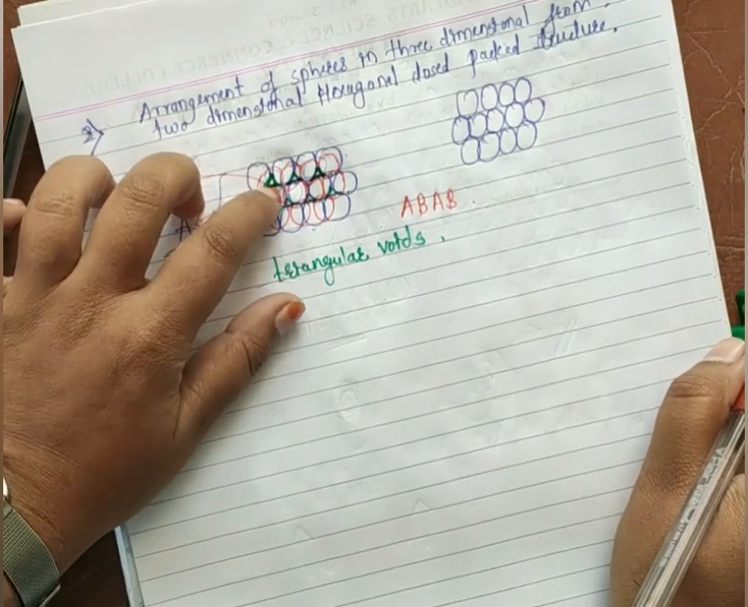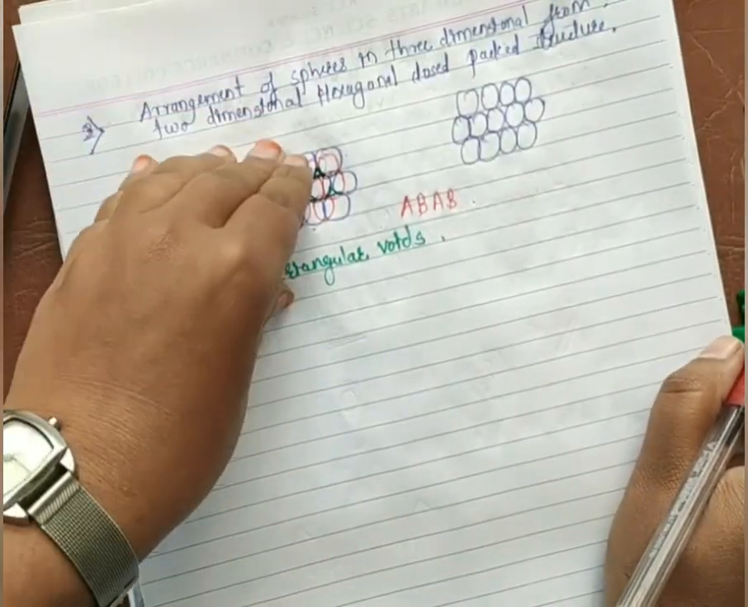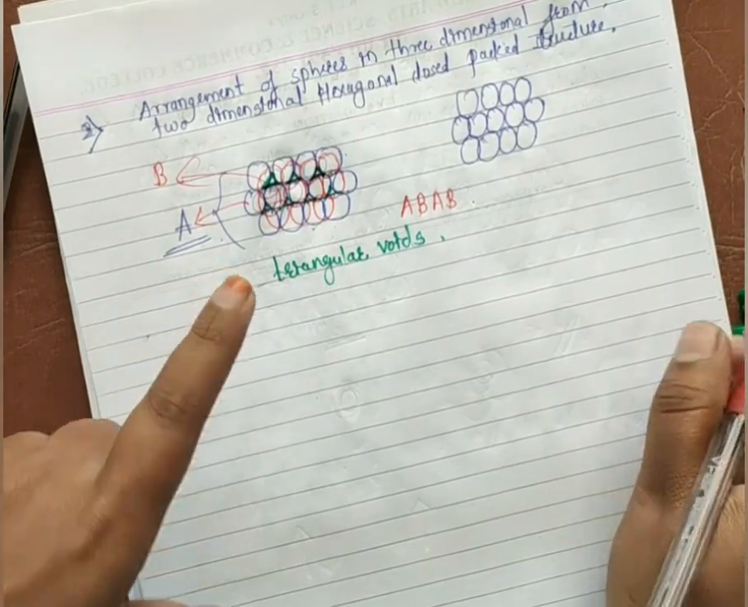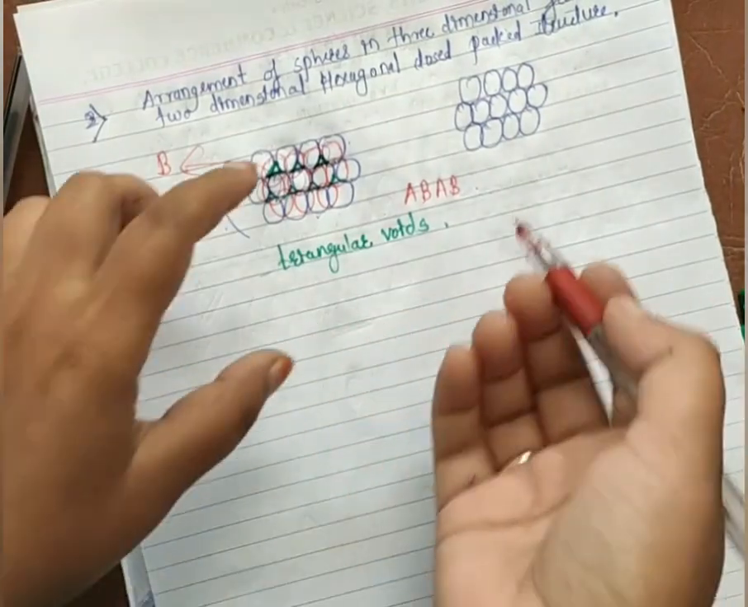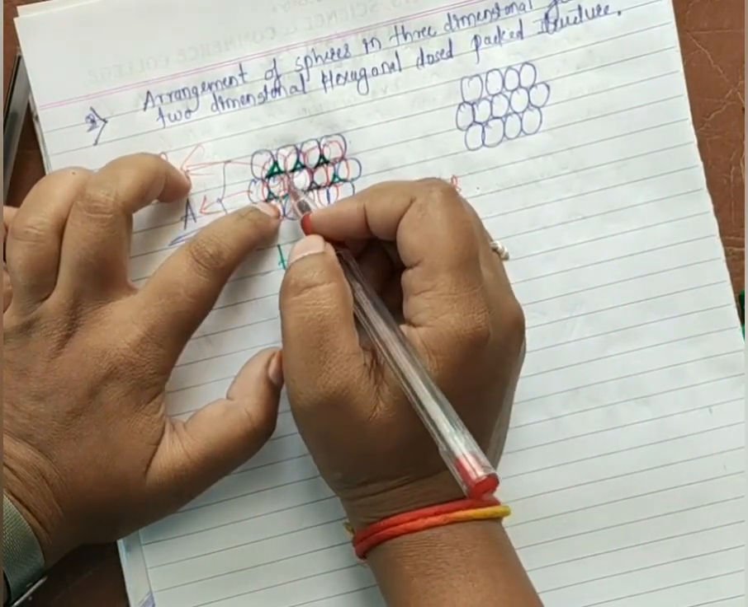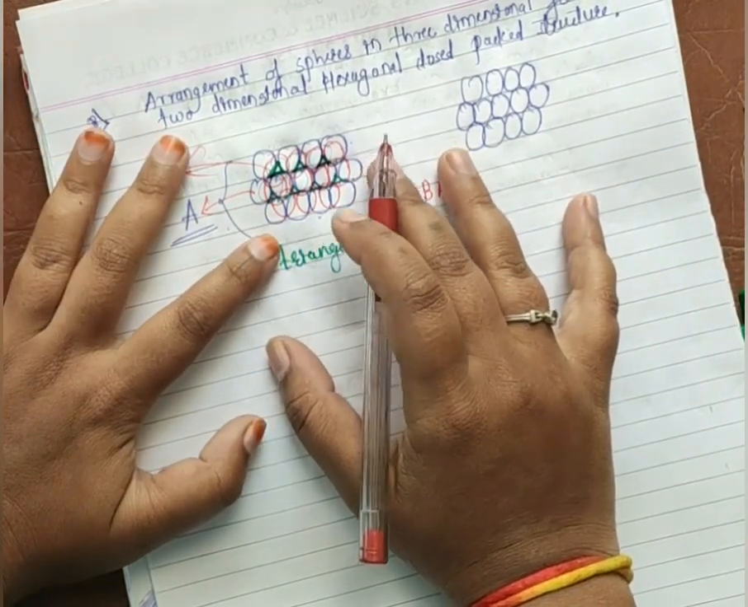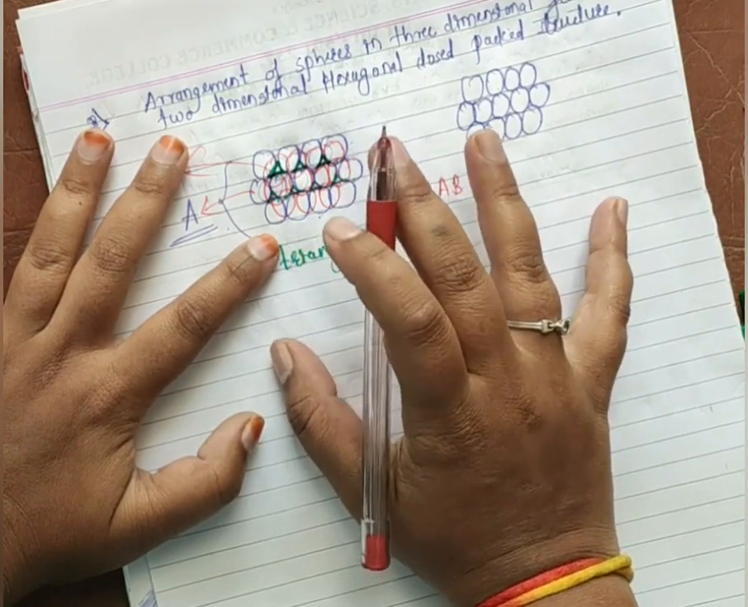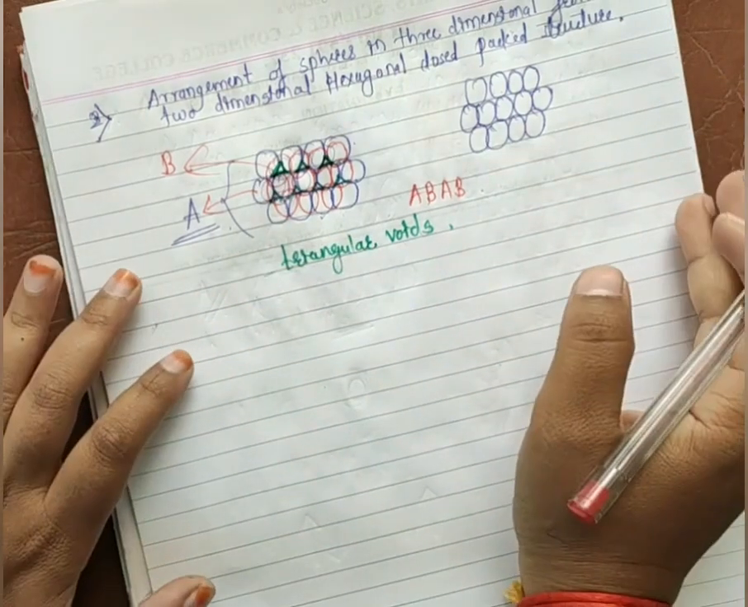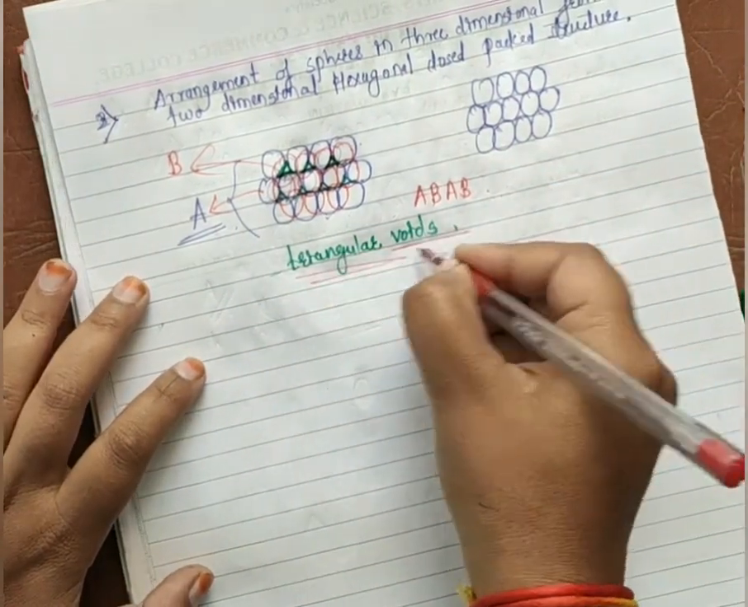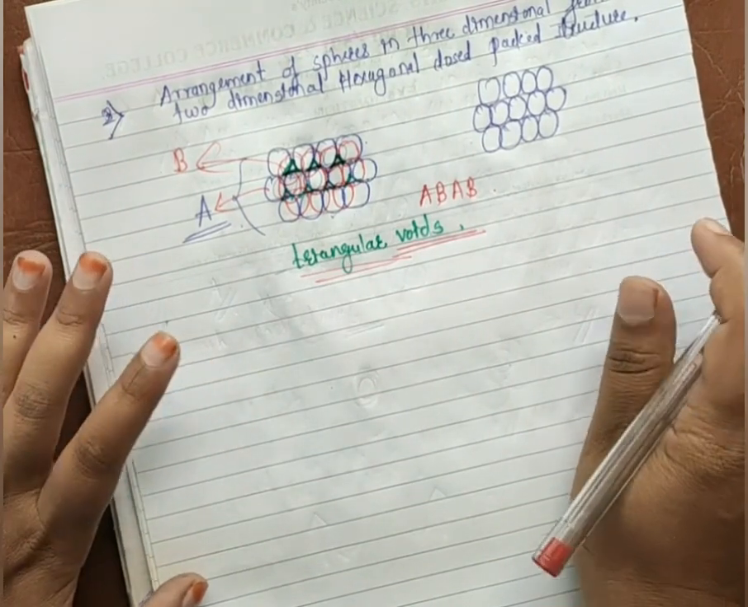Now here there is a presence of triangular voids. If I place the second layer above the first layer of the hexagonal close packed structure, some triangular voids are not covered by the second layer. Whatever triangular voids are present in the first layer are not covered by the second layer. So you will understand that the arrangement will be different, and the formation of triangular voids will also be different.